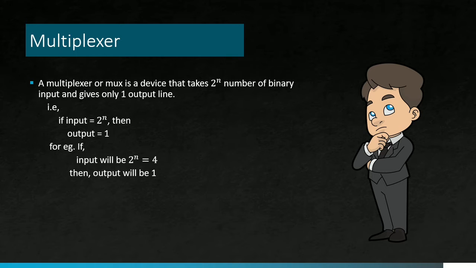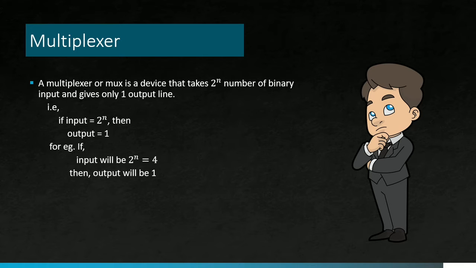What is it? It is a combinational circuit, or we can say a device which takes 2 to the power n data inputs. Any number of inputs it takes, it will always produce only a single output. And one of these 2 to the power n data inputs will be connected to the output based on the values of the selection lines, which will produce the appropriate results.